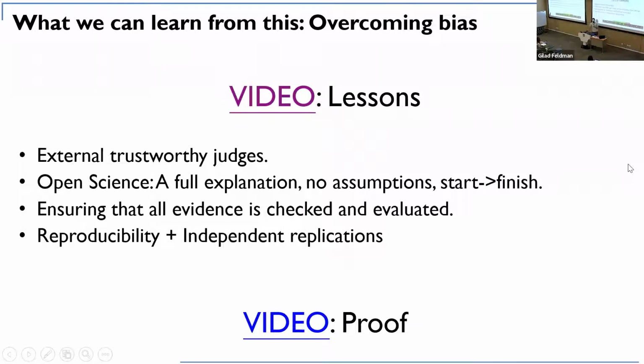In order to overcome these kinds of biases, one thing they did that is really nice is using external trustworthy judges and making everything public, along with all sorts of other measures, like big figures who understand science coming in to observe the situation. Open science is providing a full explanation with no assumptions whatsoever, from the beginning to the end, with no gaps. Then ensuring that all the evidence is checked and evaluated, and then doing reproducibility and replicability, not just by himself, but as you'll see here, he has also shared everything that he does and invited others to conduct their own replications of what he did.